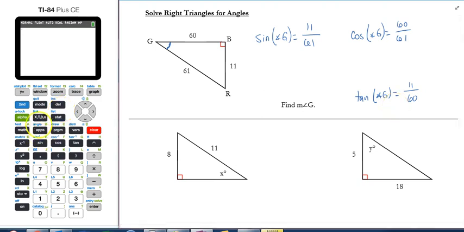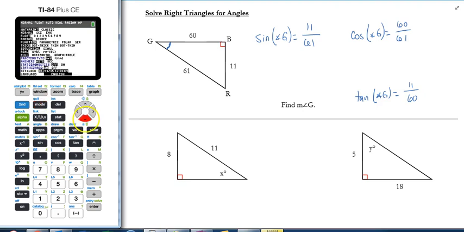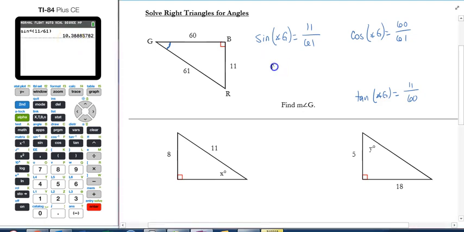Let's go ahead and take a look at that first. Make sure you are in degree mode. So I switch mine over to degree mode, quit that screen, get back to the home screen. When I am trying to find the angle measure, so the thing I don't know is the angle, that's when I use my inverse trig functions. So second sine for my sine inverse of 11 over 61. 10.38, we're going to round to the nearest degree. That's going to give me that the measure of angle G is approximately 10 degrees. That's if I use the inverse sine.